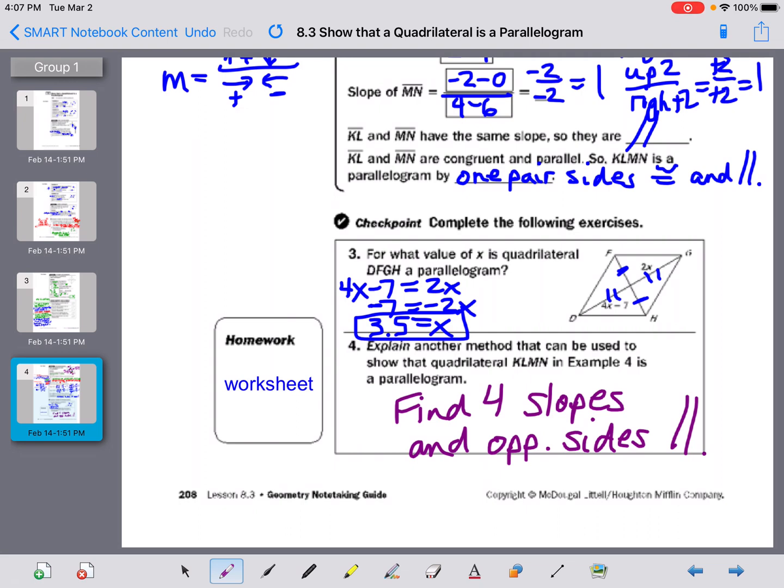All right, so you have a worksheet for your homework tonight, a worksheet to practice on. You need to make sure you give me the rules. I don't want theorem numbers. I simply want you to say things like opposite sides are congruent, opposite angles are congruent, diagonals bisect each other. I want you to use those properties we've talked about that go with parallelograms. If you have questions, please let me know.